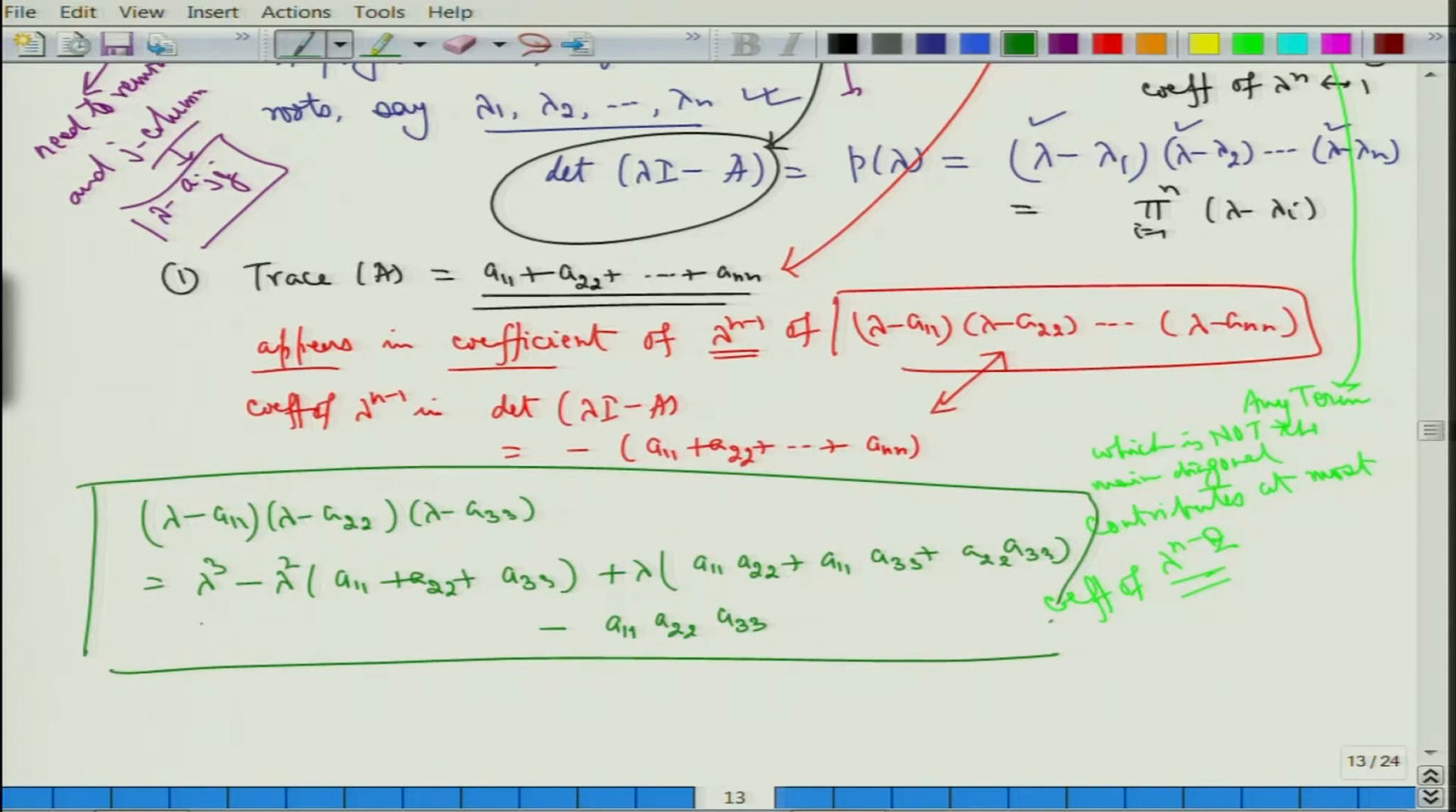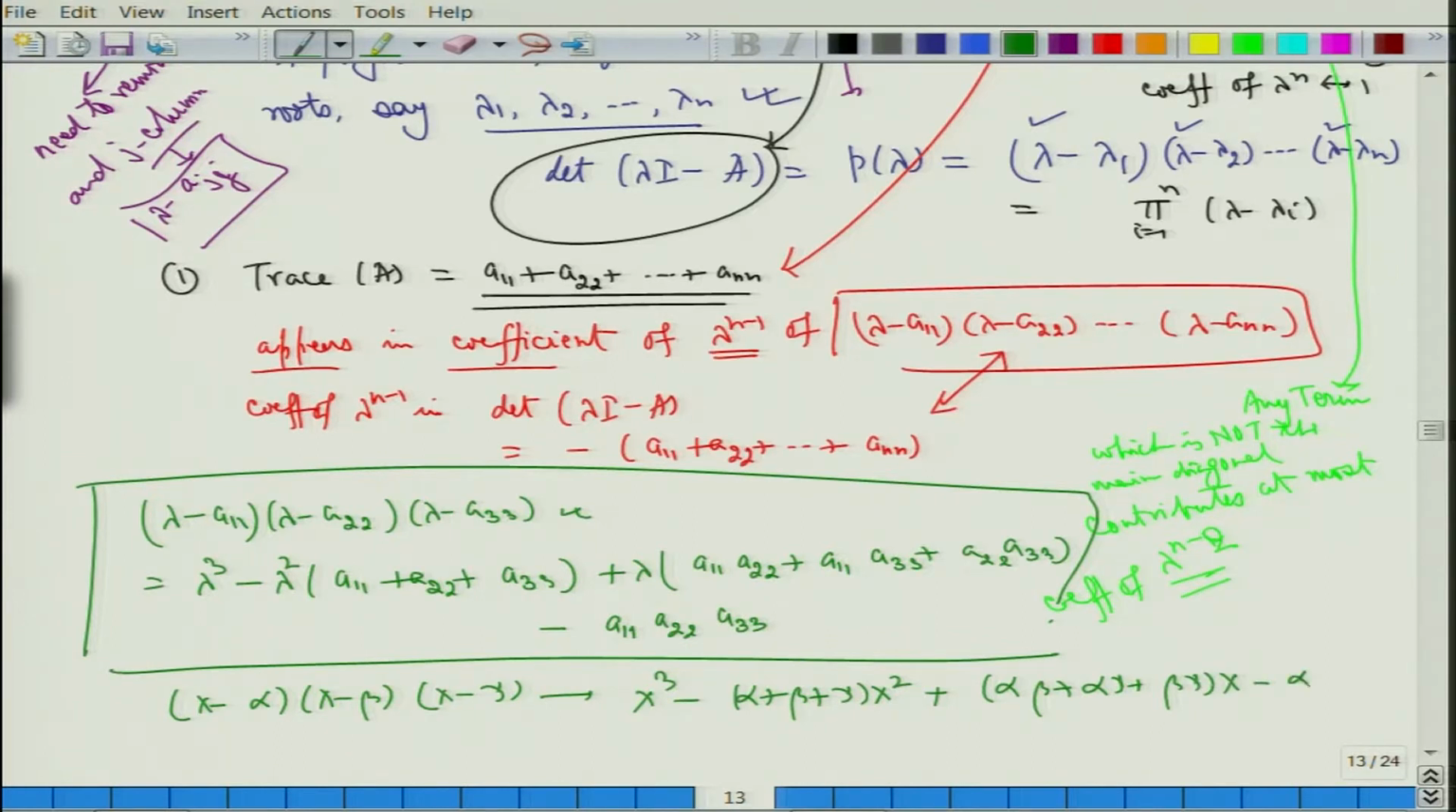So, basically what we are saying is that for any polynomial, if alpha, beta, gamma are the roots, I should have written x minus alpha, x minus beta, x minus gamma, then this corresponds to x cube minus (alpha plus beta plus gamma) times x square plus (alpha beta plus alpha gamma plus beta gamma) times x minus alpha beta gamma. This is what we are writing here, nothing else.